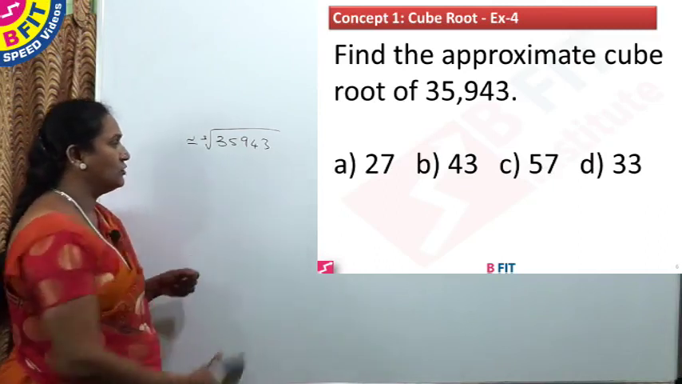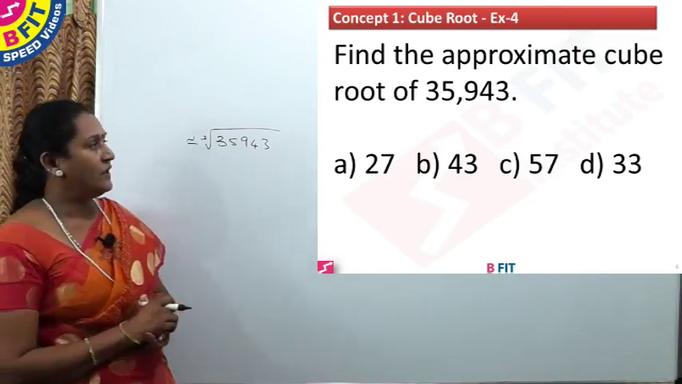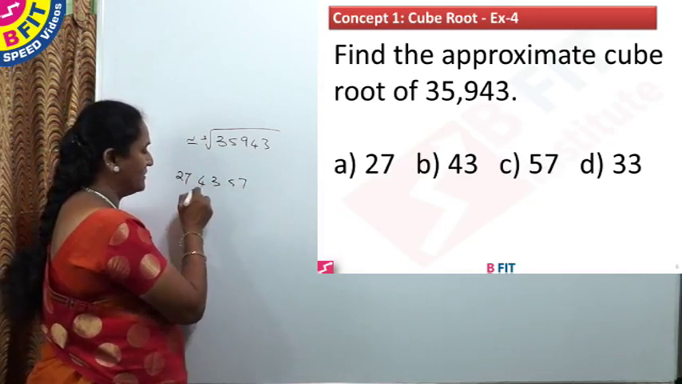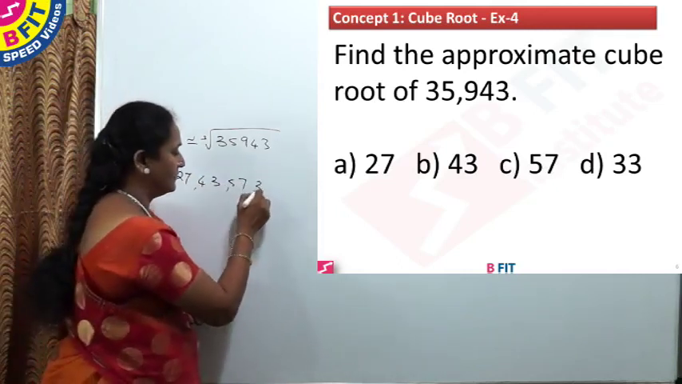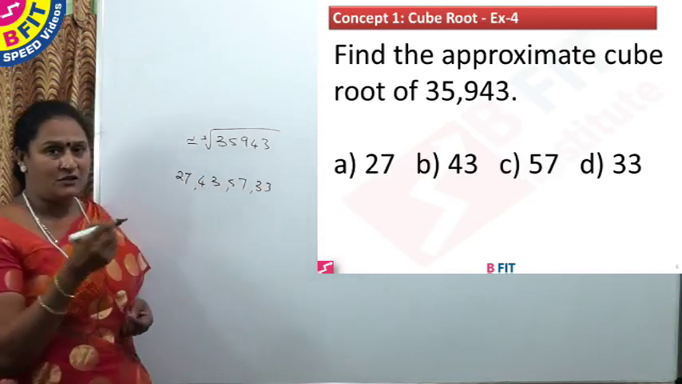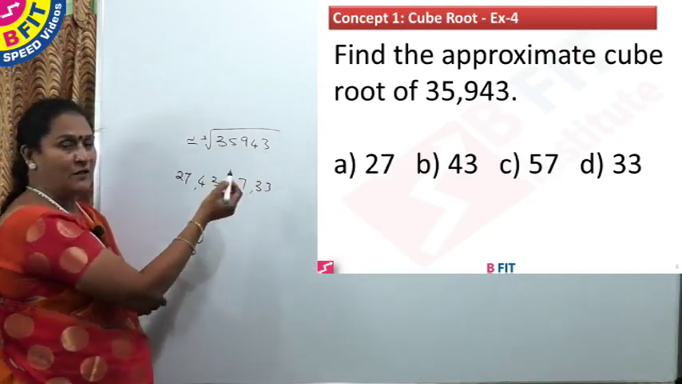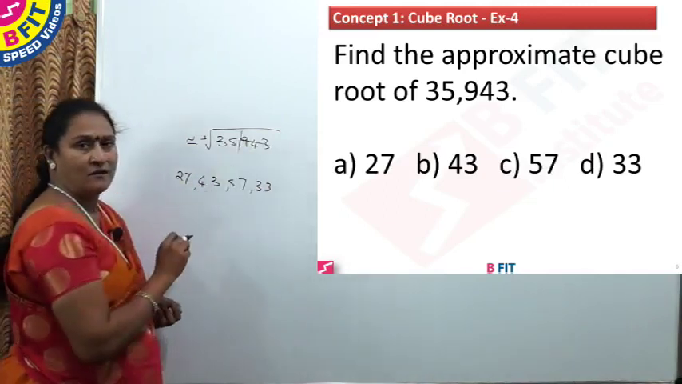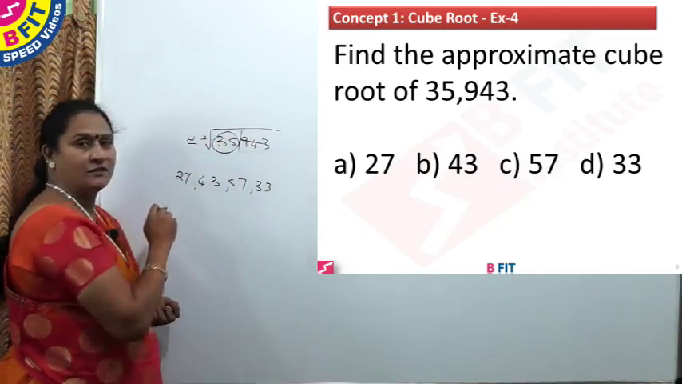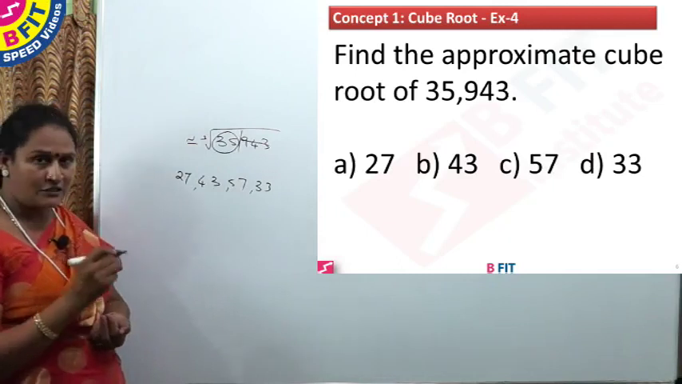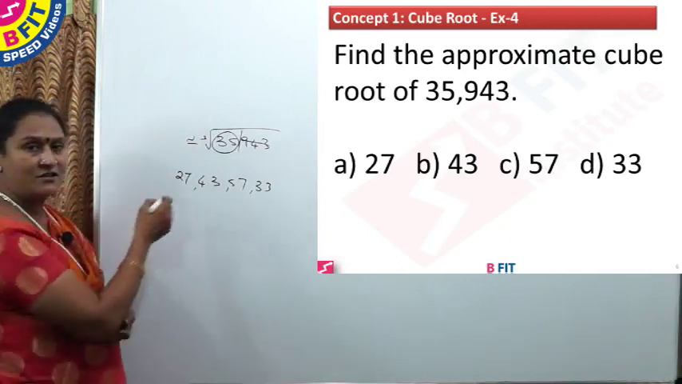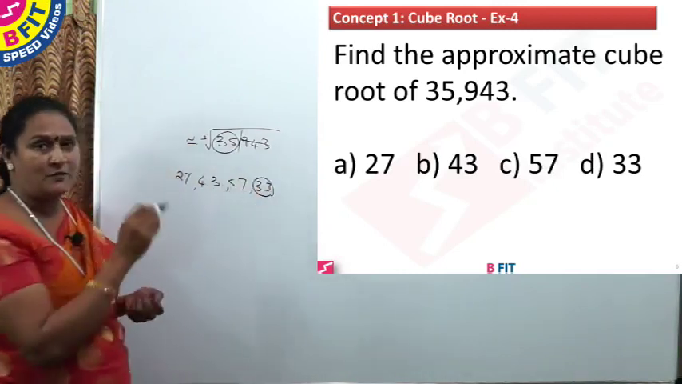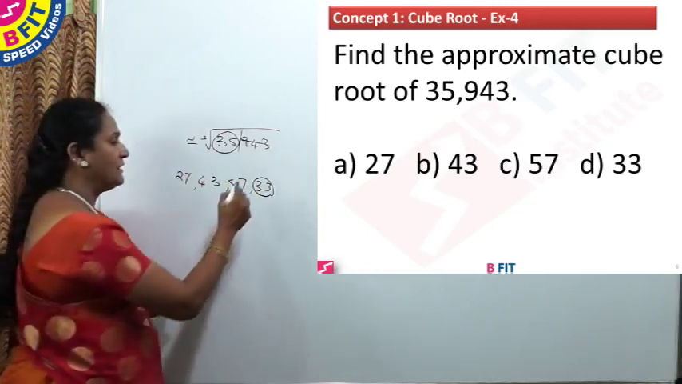So when they say approximate cube root, you see what options are given. It is 27, 43, 57 and 33. Now if they ask what is the approximate cube root, don't check with the unit place. That is, 3 means don't go for 7 as the answer. You just leave 3 digits and check which cube this 35 has crossed. It has crossed the cube of 3, which is 27. So which is the answer which has 3 in the tens place? 33. So the approximate cube root for 35,943 is 33.